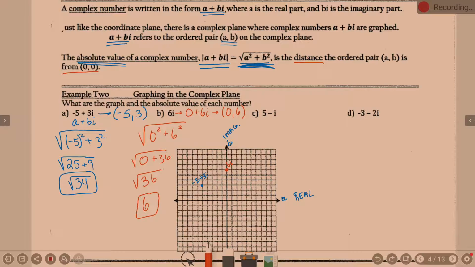Okay. C. Did you already do C? Five minus i. How do I graph 5 minus i? 5, negative 1. So if we think about this as a plus bi, a is 5. What is my invisible number there in front of i? There is a 1 there, so negative 1. Five, negative 1 tells me to go right 5, down 1.